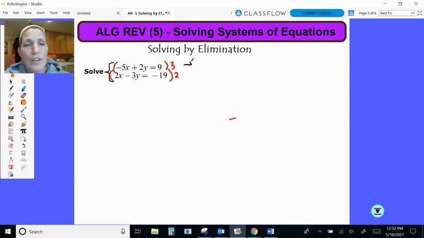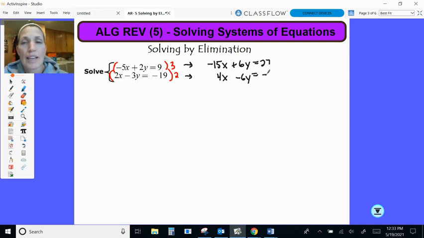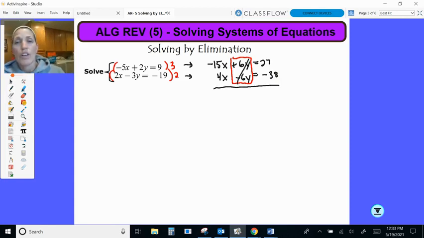Okay? So that's going to make this equation, -5 times 3 is going to be -15x, and then plus 6y equals 27. I always try to multiply by the smallest number I can so that the numbers don't get too huge that I'm working with, okay? This one over here is going to become 4x and then 2 times -3 is a -6y. So you can see these two become opposites right here. Equals, and -19 times 2 gives me a -38. Okay. And so these right here, if you notice, these are opposites. And that's what we want, because when we add them together, they will become 0. Okay, 0.